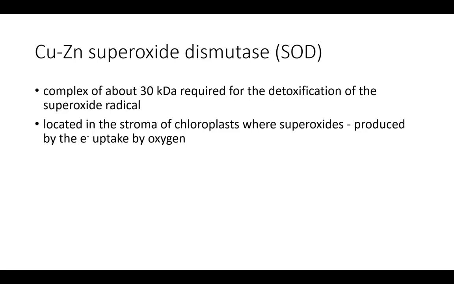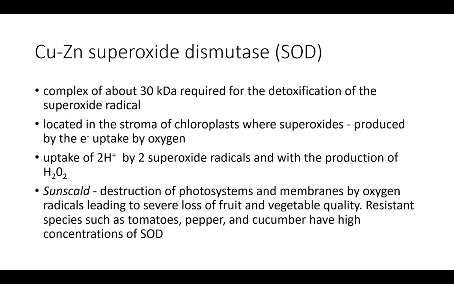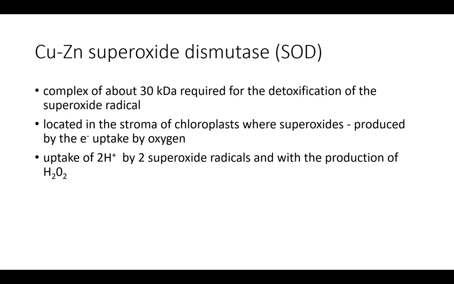Superoxides are produced by the uptake of electrons by oxygen. 2 superoxide radicals combine with the 2 hydrogen ions, producing hydrogen peroxide. The hydrogen peroxide needs to be broken down because it is a very reactive chemical.